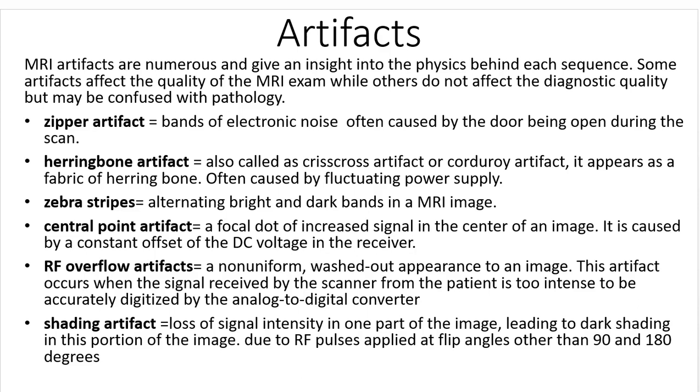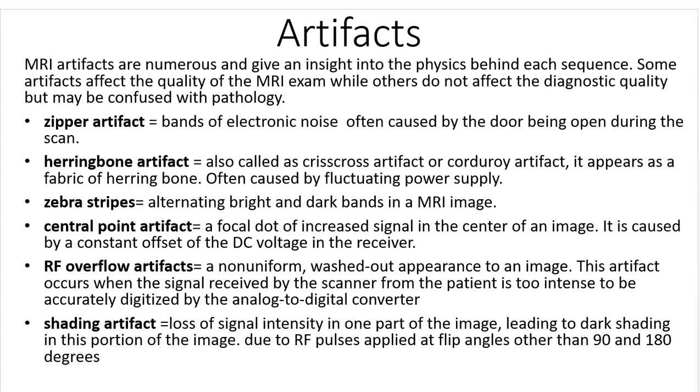If you see a herringbone artifact, also called a crisscross artifact or corduroy artifact, it appears as a fabric of herringbone, and it's often caused by a fluctuating power supply. Zebra stripes, alternating bright and dark bands in an MRI image. Central point artifact, a focal dot of increased signal in the center of an image. It's caused by a constant offset of the DC voltage in the receiver.